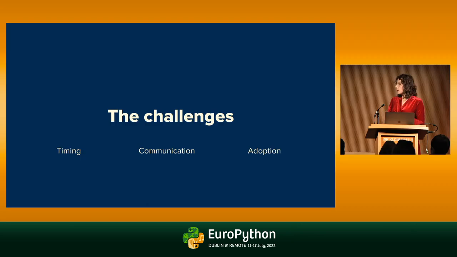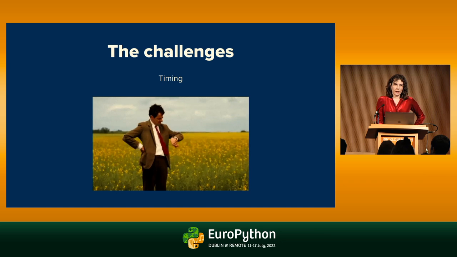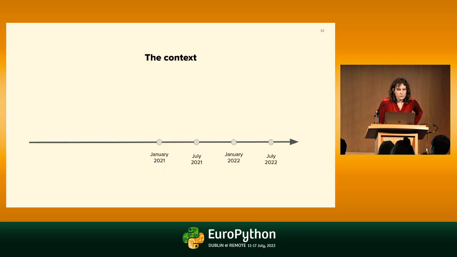And when I was thinking more about the topic, those things fell into 3 categories. It was timing, communication, and adoption. So let's see what exactly is here. When it comes to timing, I think it is important to consider the context of my team. So as I mentioned, right now we have 50 people on board, but back in January of 2021, it was more like 10 people.